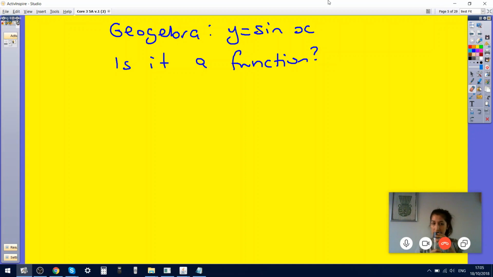y equals sine x. Is it a function? Do you know what a function is? In the booklet it was like one-to-one or many-to-one. So sine x is many-to-one? If it's a function, it doesn't have the same y coordinate twice. Now the y coordinate would repeat, so it's not a function.